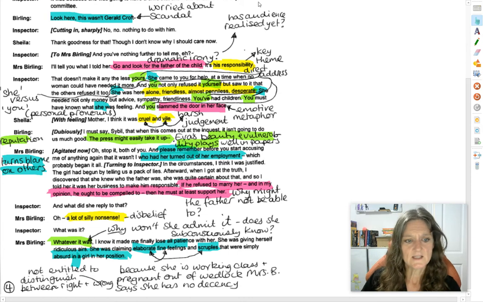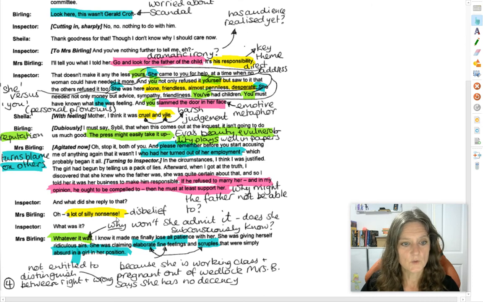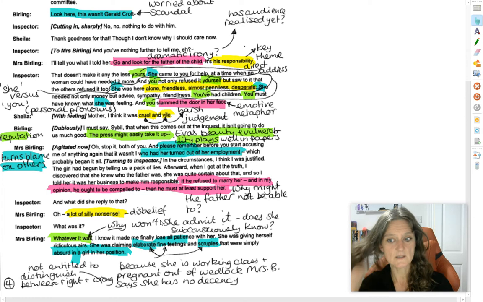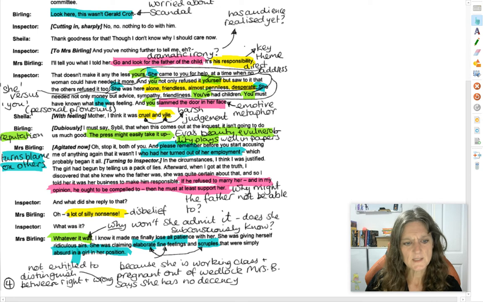And Mrs. Birling, anyway, didn't even believe why she wouldn't get married, why she wouldn't take any money off this young man. What did she reply to that? "Silly nonsense. Whatever it was, I know it made me lose all patience with her." She won't admit what it was the girl said, because I think she's beginning to realise that she is actually wrong. And then she says she was giving herself ridiculous airs. "She was claiming elaborate fine feelings and scruples that were simply absurd in a girl in her position."